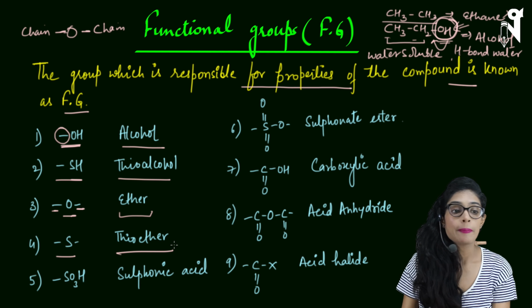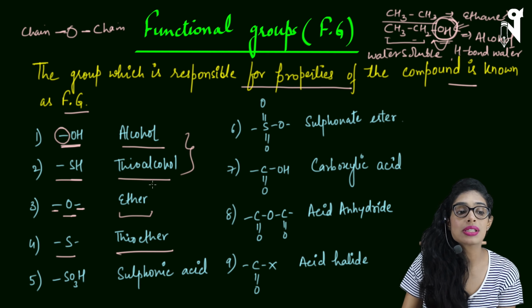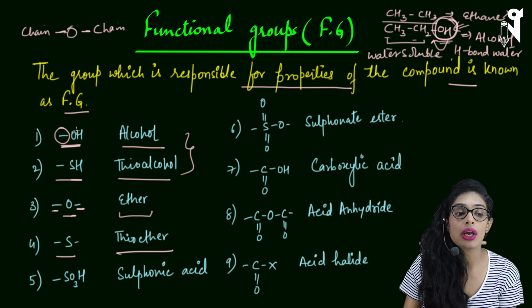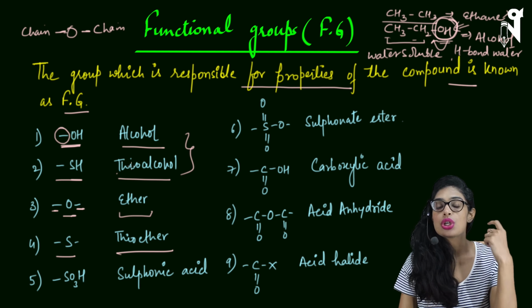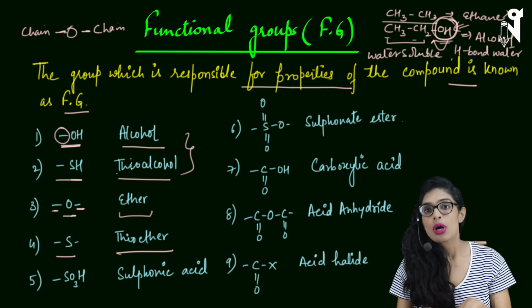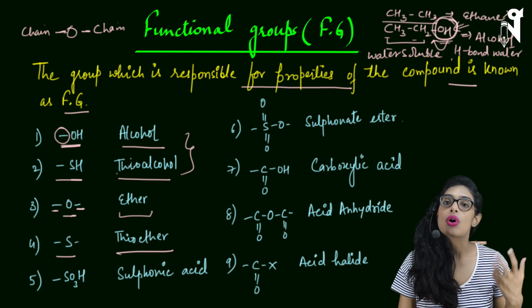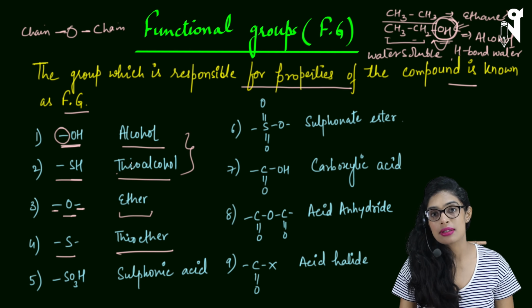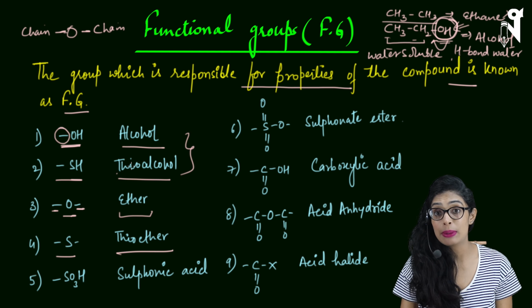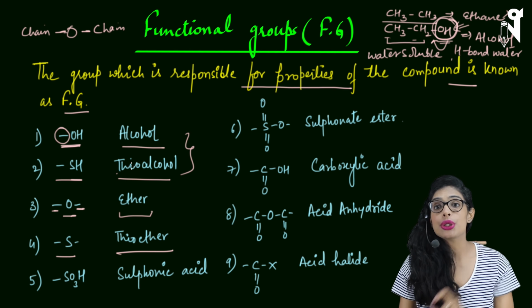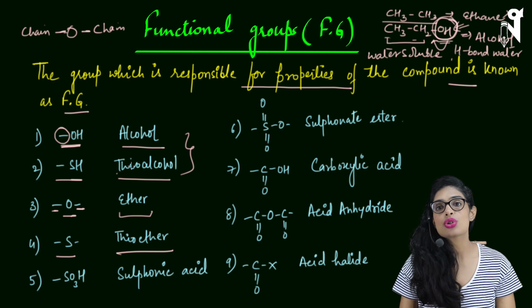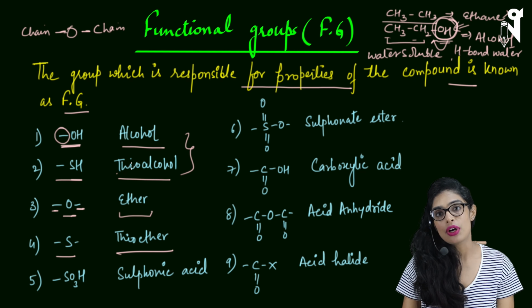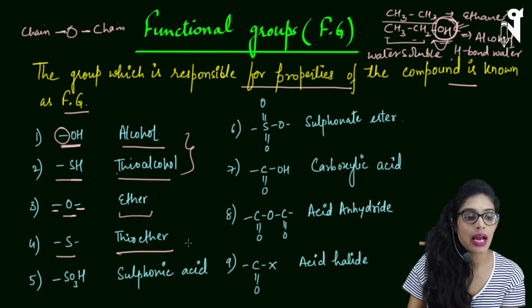If you notice, in the case of alcohol also it was a similar change: from OH, if you make it SH, it becomes thioalcohol. So wherever the oxygen is, if you use sulfur at that place, we add a new term called thio. Thio means nothing else but sulfur. It represents that instead of oxygen we have sulfur in the functional group. So this is called thioether.